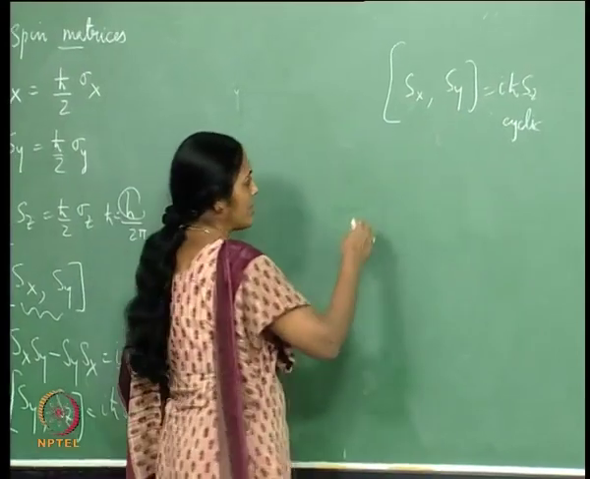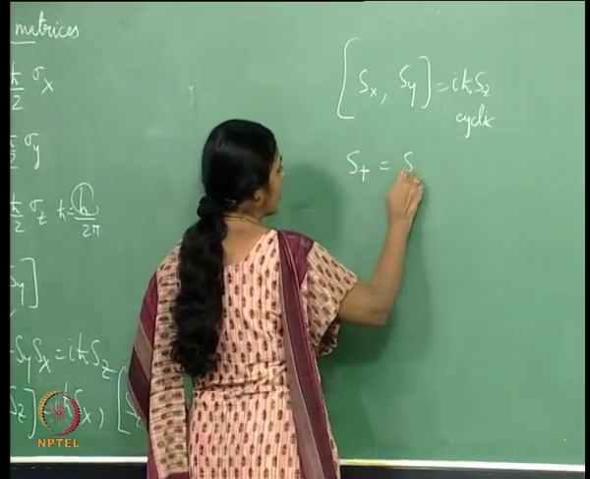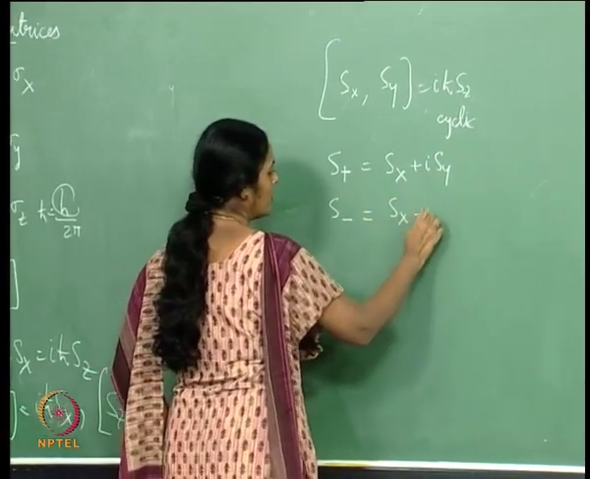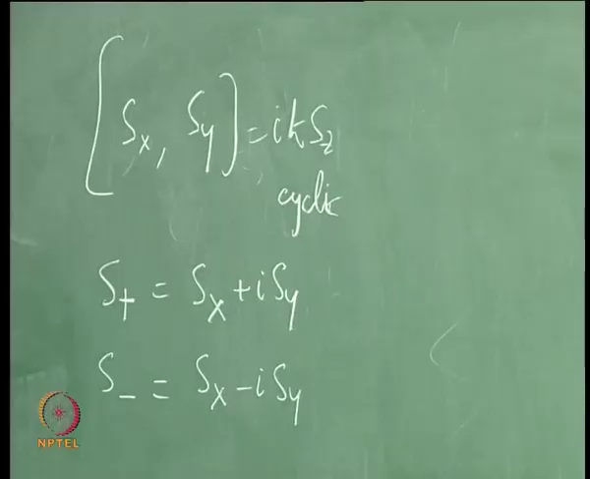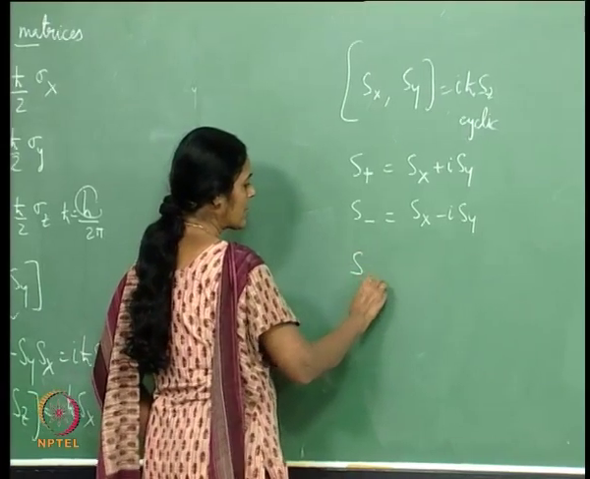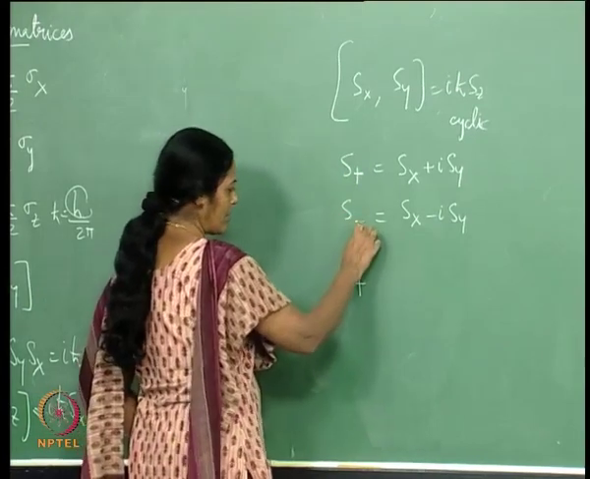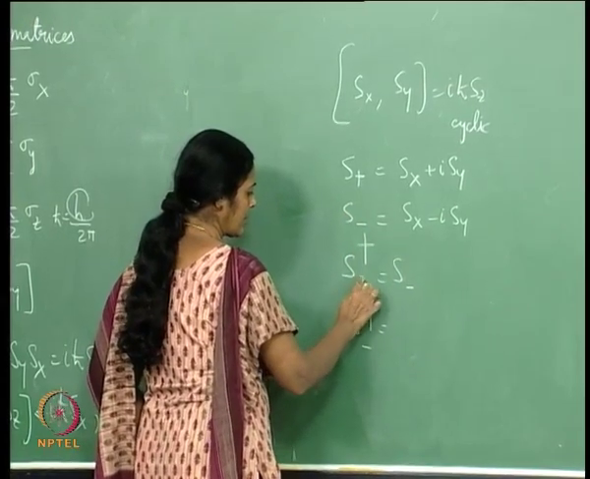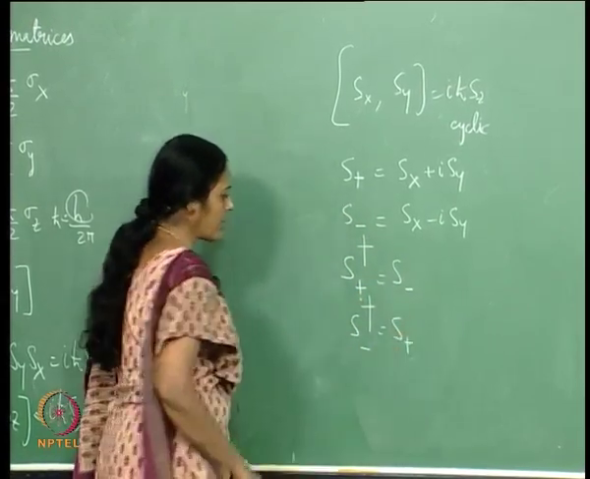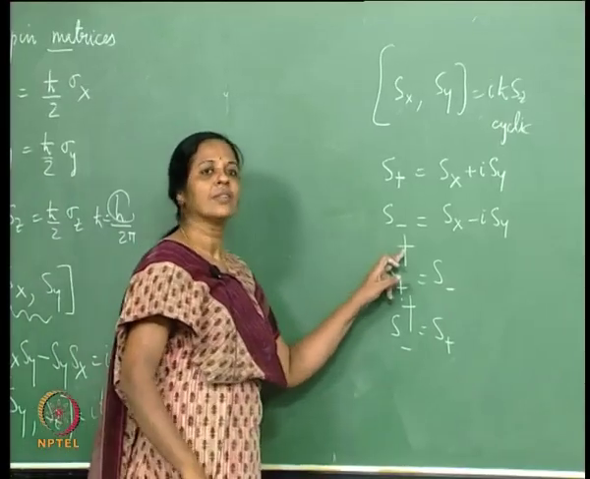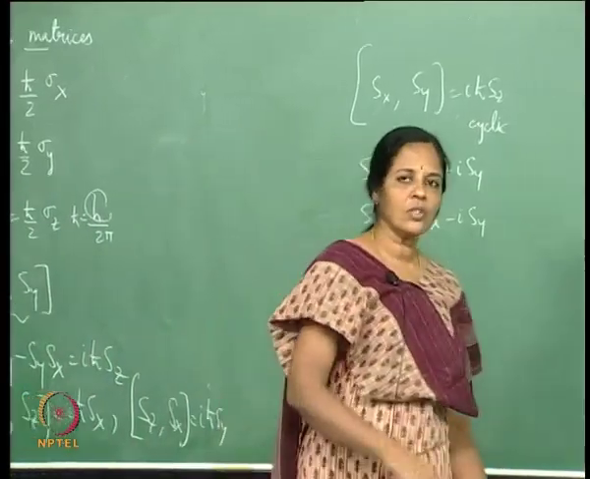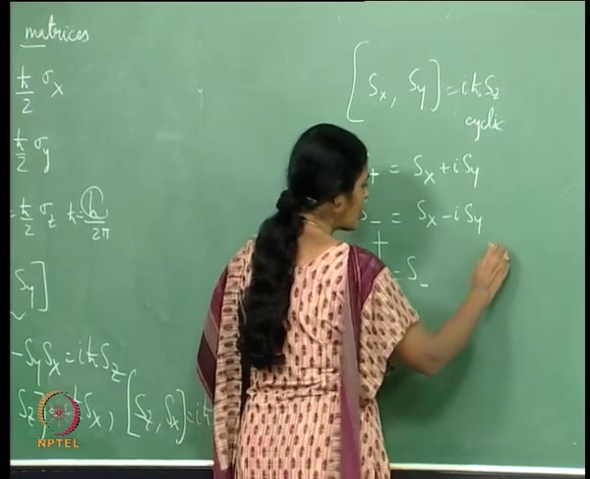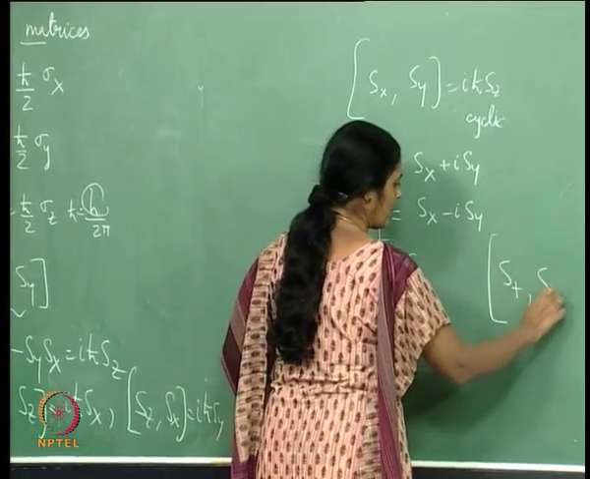matrices, Sx, Sy, Sz. Instead, I can define an S plus, which is Sx plus i Sy, and an S minus, which is Sx minus i Sy. It's clear that S plus and S minus are not Hermitian matrices, but S plus dagger is S minus, and S minus dagger is S plus. Dagger means Hermitian conjugate: interchange the rows and columns and make complex conjugates of all the entries.